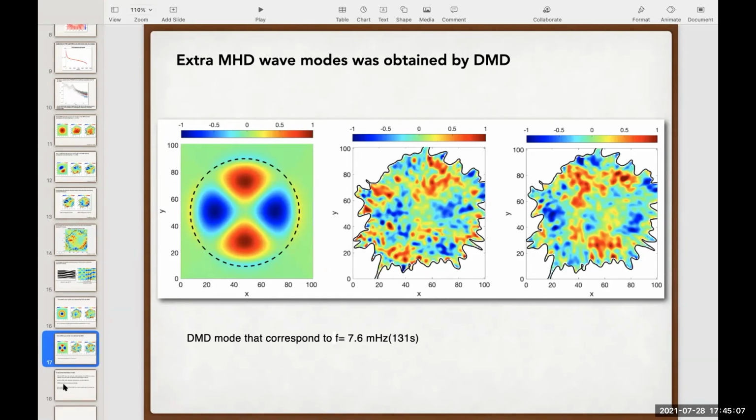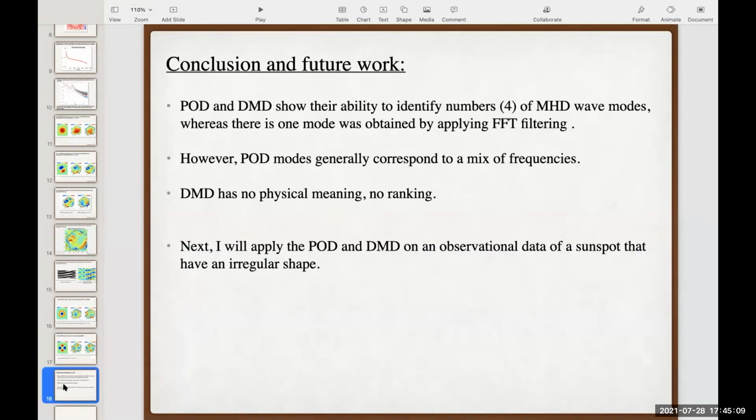Okay, conclusion. So now what I can say is that POD and DMD show their ability to identify the MHD wave mode and also to recover the rotation by combining two DMD modes that have been obtained by the FFT filtering. However, the POD modes generally correspond to a mix of frequencies, whereas the DMD identifies just a unique frequency.